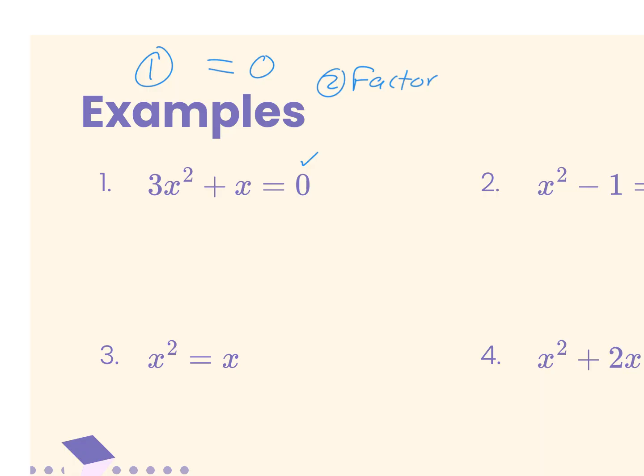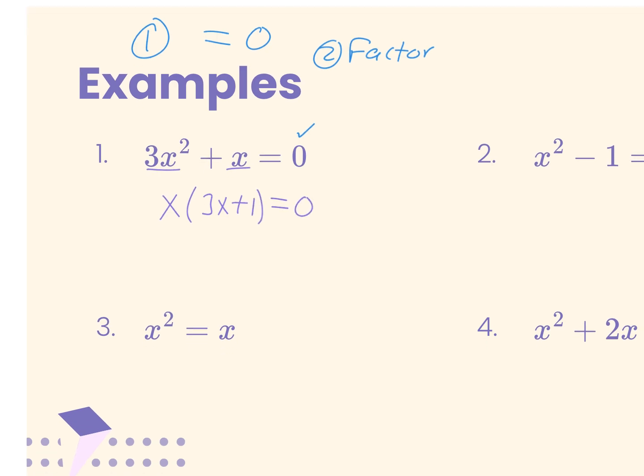I'm going to look at number 1. It looks like the only thing I can do to factor this is to take out a GCF. Between 3x squared and x, I can take out an x, and I'm left with x times 3x plus 1 equals 0. I can't do anything more to factor this, so I'm going to take each factor and set them equal to 0. So x equals 0 and 3x plus 1 equals 0.